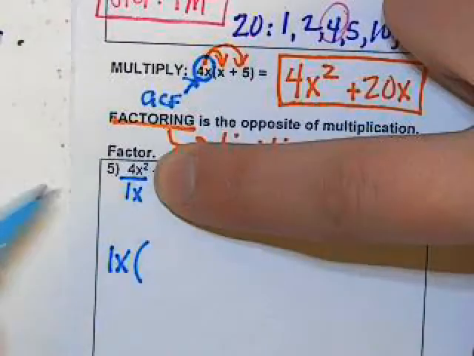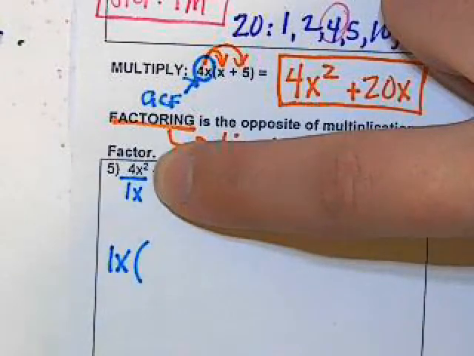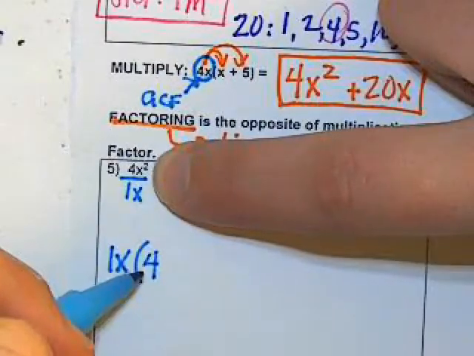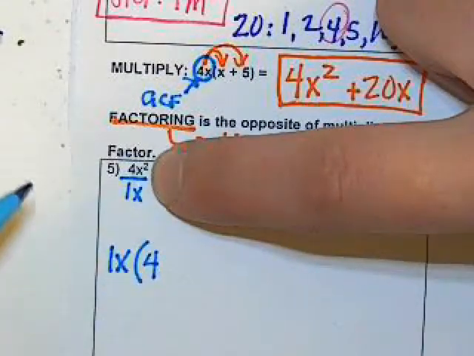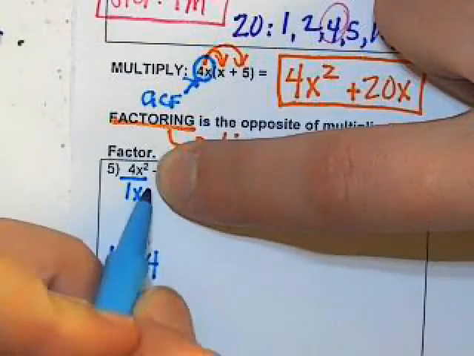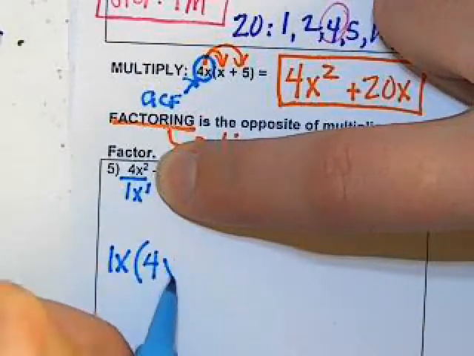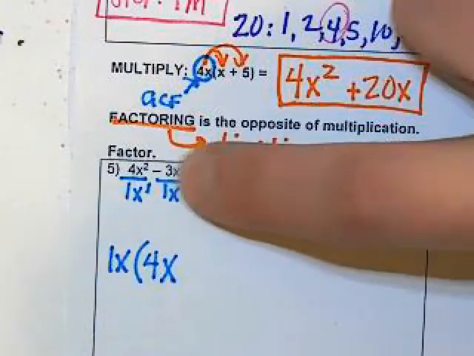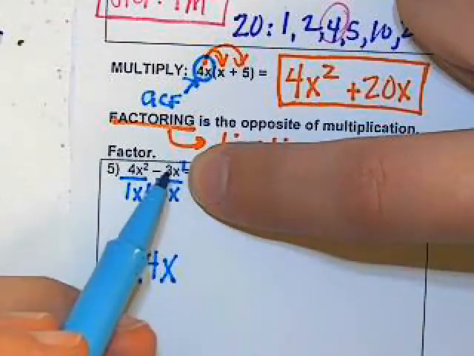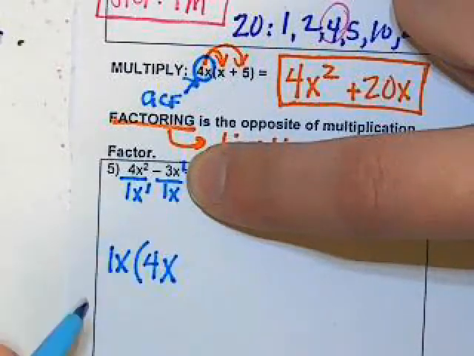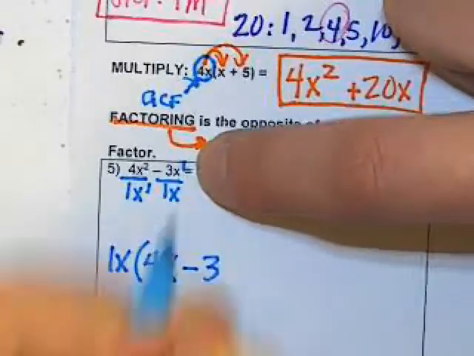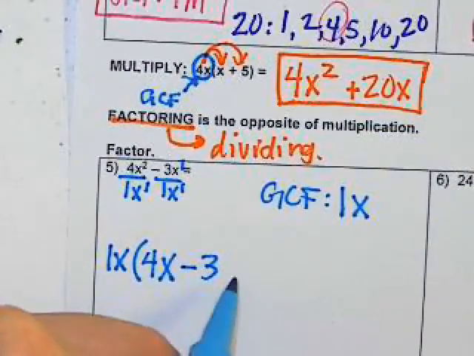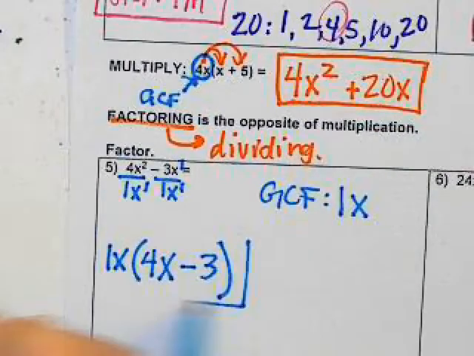So I'm going to divide my big number. 4 divided by 1 is 4. Look up here, Brandon, right with me. And you're going to write your answer on the inside of the parentheses. If I divide the big numbers, what do I do with the little numbers? Subtract. 2 minus 1 is 1. So just regular x. Then I'm going to go to the second term. Negative 3 divided by 1 is negative 3. Subtract my exponents. 1 minus 1, 0. Do I write an x? No. And that's my answer.